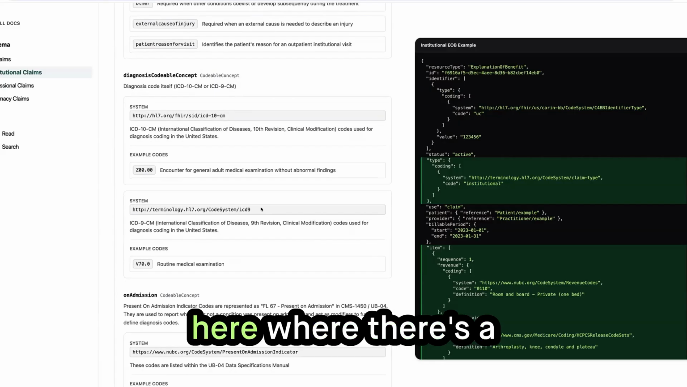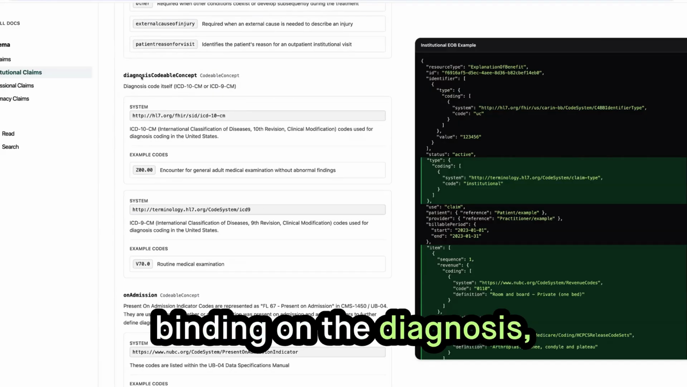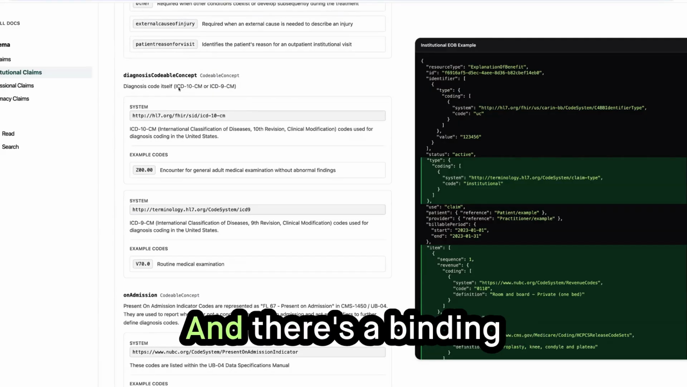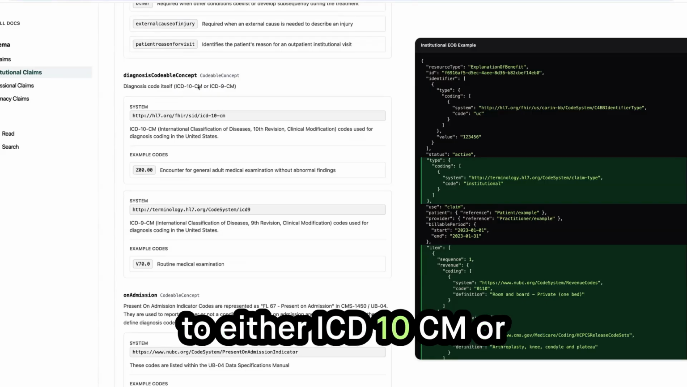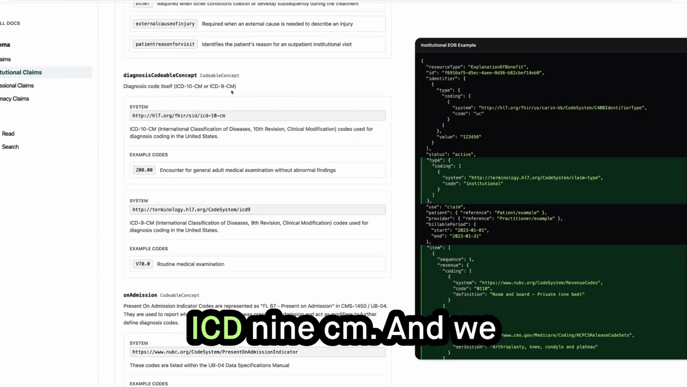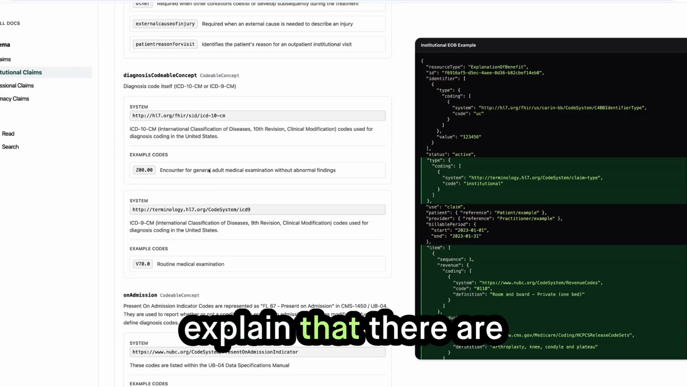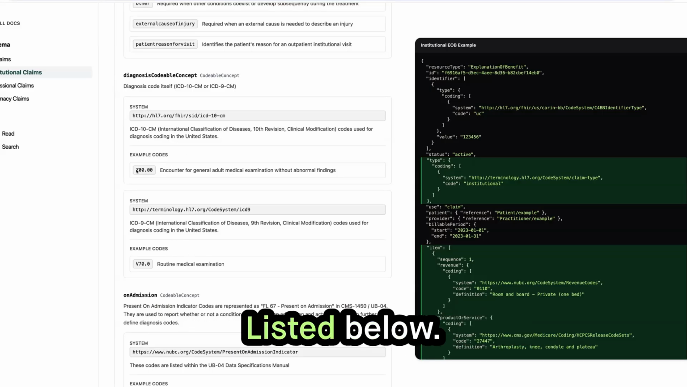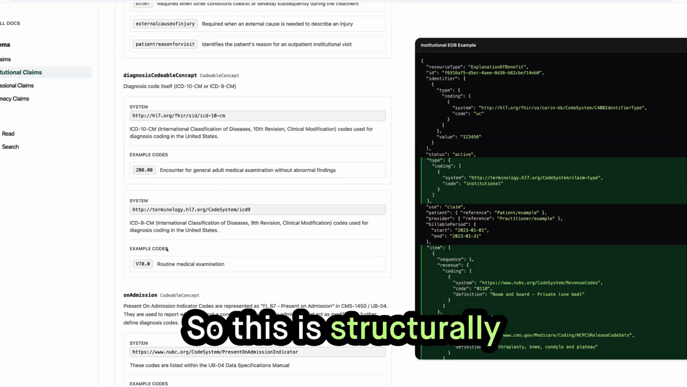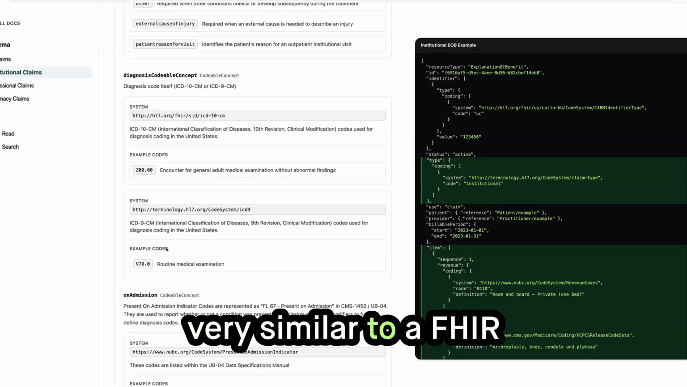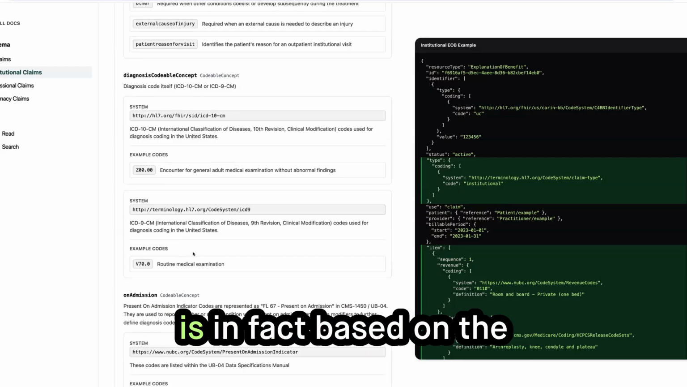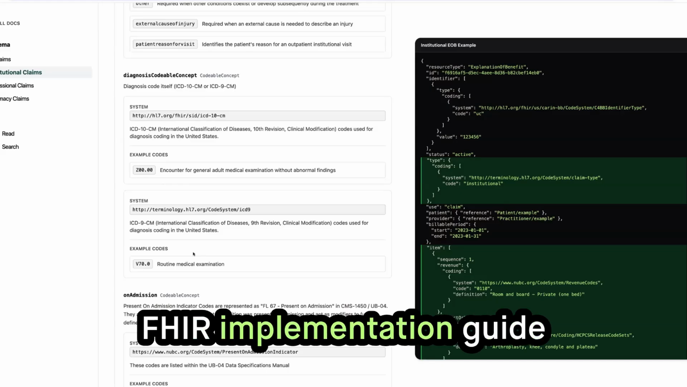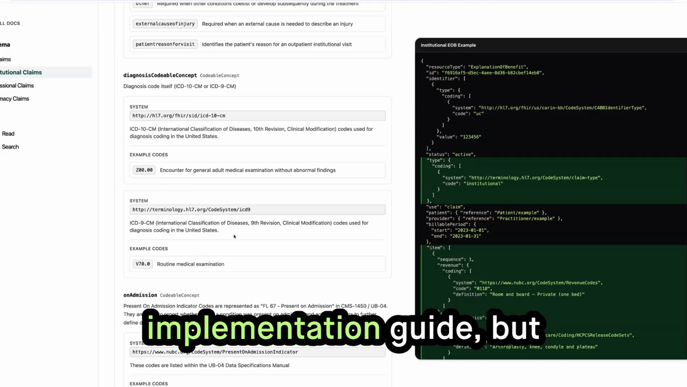Here's another one here where there's a binding on the diagnosis codable concept itself. And there's a binding to either ICD-10-CM or ICD-9-CM. And we explain that there are two possible systems here with example codes listed below. So this is structurally very similar to a FHIR implementation guide and is in fact based on and derived from the FHIR implementation guide.